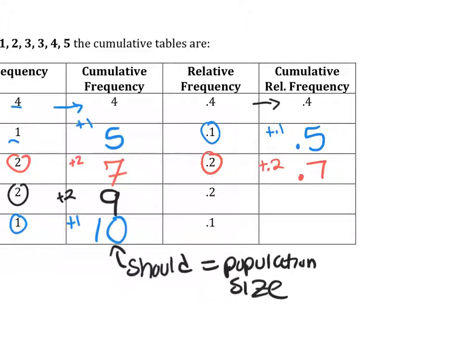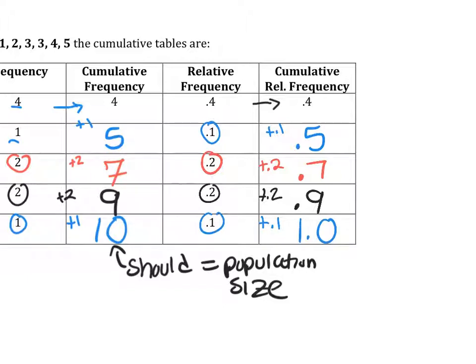In this case, they happen to be the same numbers, like 5 and 0.5. That's just because our total is 10. They won't always be the same. Just worked out nicely for this one. Then we add 0.2 again. And then we add 0.1.